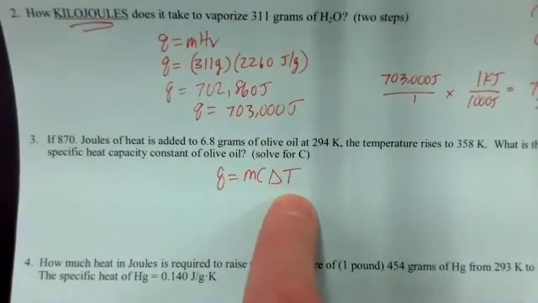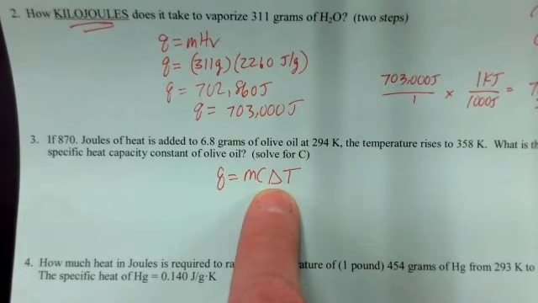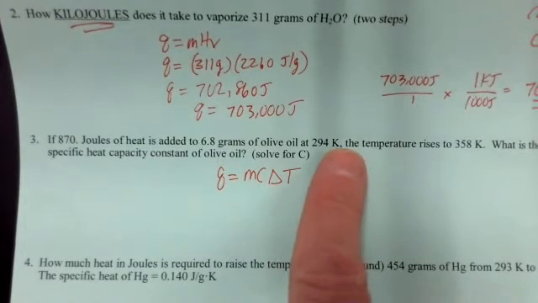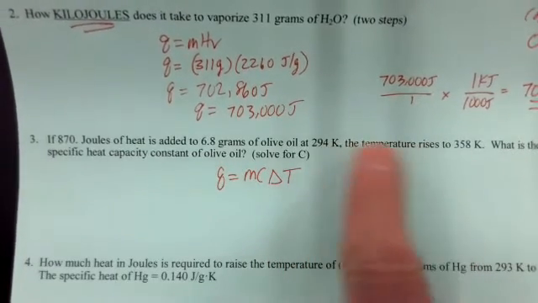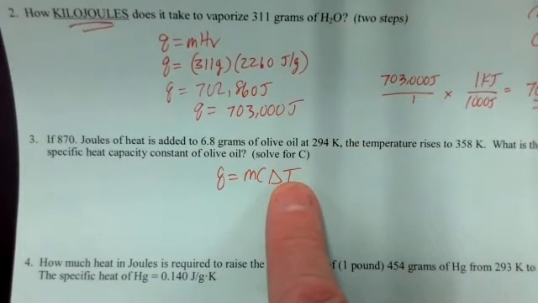Now, triangle T, delta T. Triangle means delta. It's a Greek capital letter called delta, and it means change in temperature. The temperature goes from this number all the way up to that number. What's the difference between those numbers? That's what delta T is.